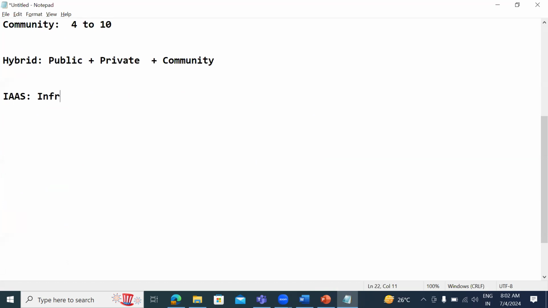Here, infrastructure as a service, we are going to get the servers, meaning computing, then storage, then network. So all these resources are available over the cloud for us. Infrastructure is very costly and expensive, and it takes a lot of time to provision.